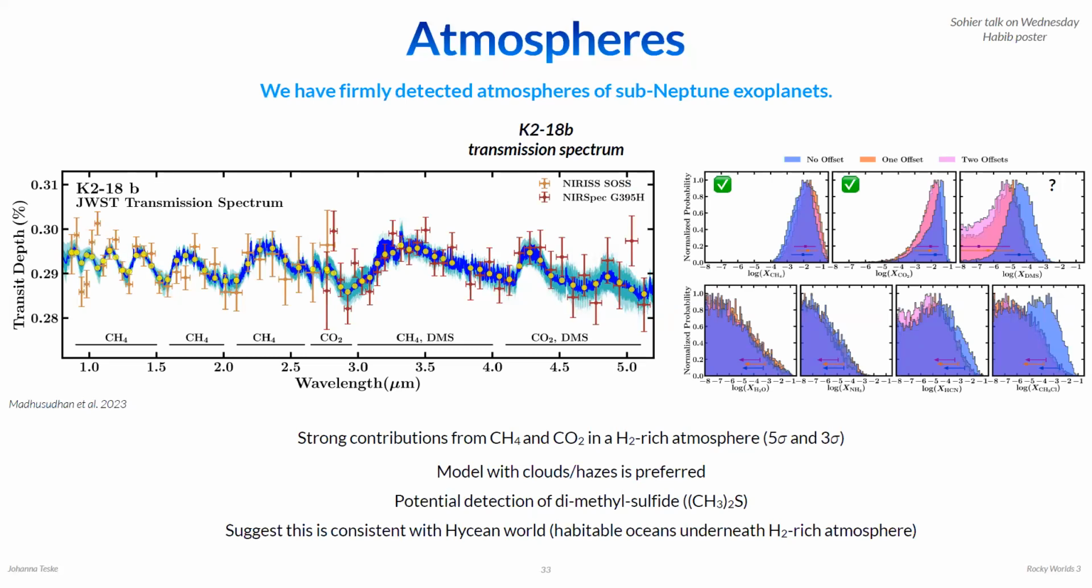We now are firmly detecting atmospheres of sub-Neptune exoplanets. There were some detections with HST, but this is really going to be coming fast and furious with JWST. So this is the K2-18b transmission spectrum. You can see the strong contributions from methane and CO2. This is one of the first detections of methane in an exoplanet atmosphere, which was really exciting. And the authors also potentially detect dimethyl sulfide, DMS, and suggest that this combination of molecules is consistent with the Hycean world scenario, a habitable ocean underneath an H2-rich atmosphere.